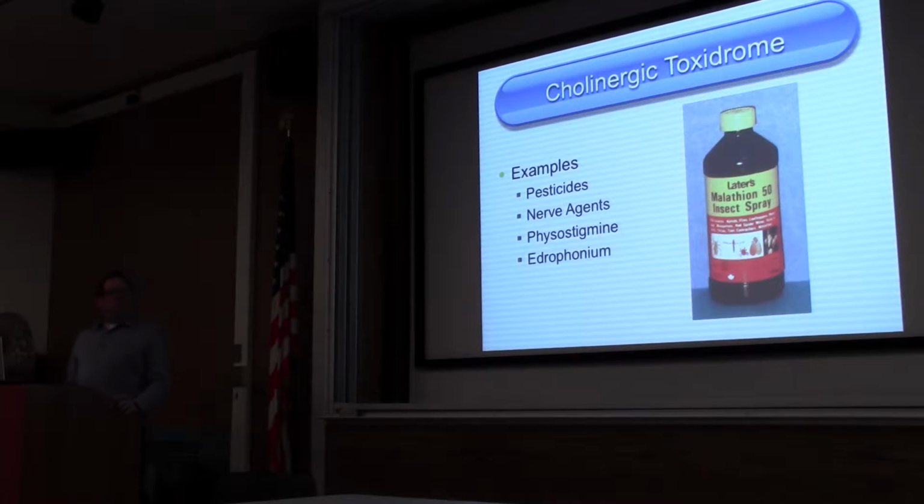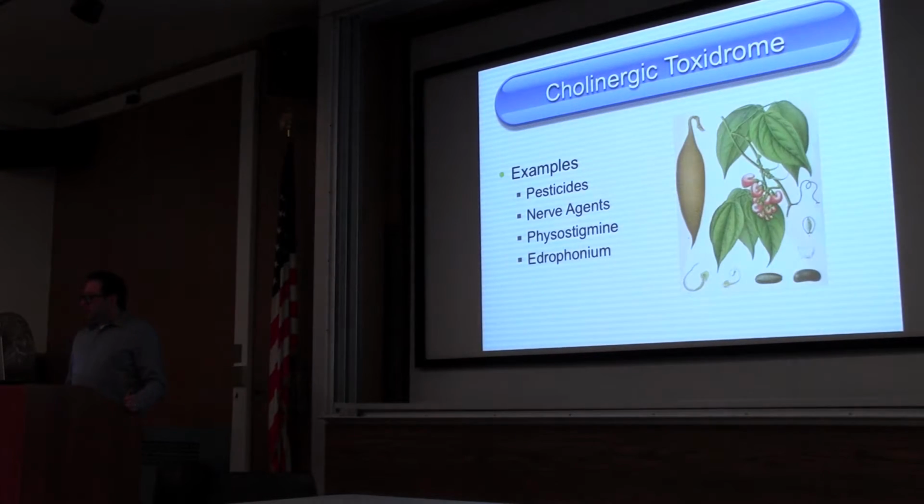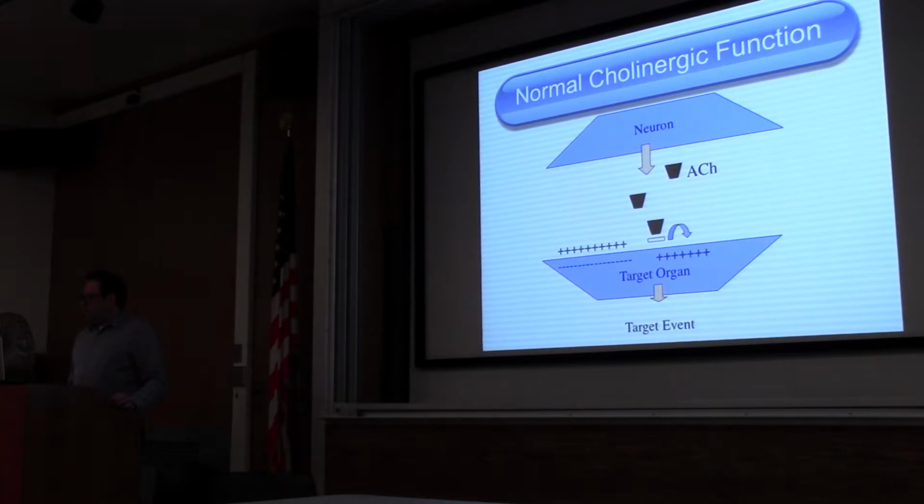So there are a lot of cholinergics out there, whether it's pesticides, military nerve agents, or some of the things we use medically, like physostigmine, or this is the calabar bean from which physostigmine is derived, or edrophonium. In order to understand what happens when you're poisoned with a cholinergic agent, you have to understand normal cholinergic function. So this is a generic cholinergic synapse. When an impulse comes down a cholinergic neuron, it releases acetylcholine into the synapse. The acetylcholine binds to the postsynaptic receptor, causes depolarization in the target organ, and that leads to some kind of target event. What the event is depends on what tissue it's in.